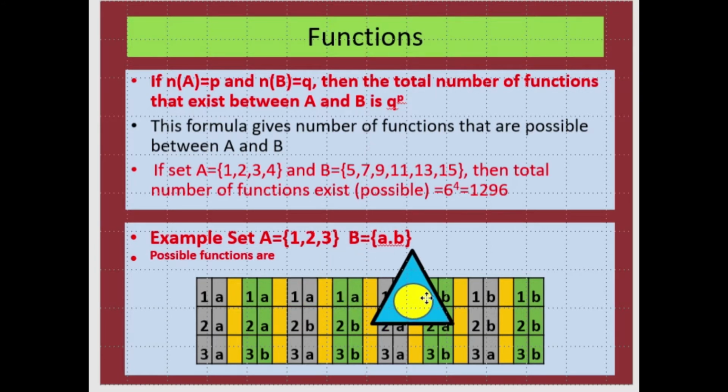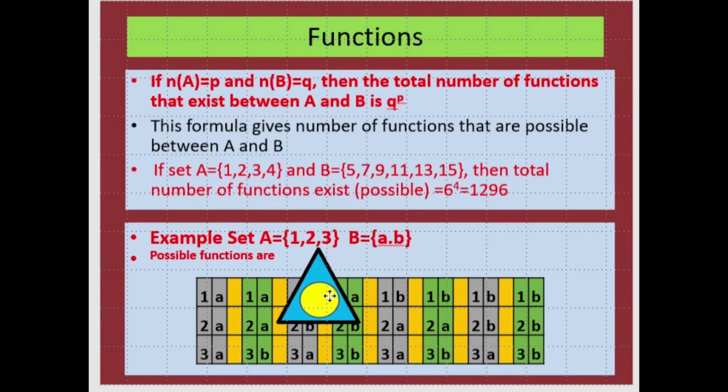Simple example. Set A equals {1, 2, 3}. Set B equals {a, b}. Possible functions are {(1,a), (2,a), (3,a)}. This is one function. All functions should have 3 ordered pairs. Then (1,a), (2,a), (3,b). (1,a), (2,b), (3,a). (1,a), (2,b), (3,b). (1,b), (2,a), (3,a). (1,b), (2,a), (3,b). Up to this, we have 8 functions.